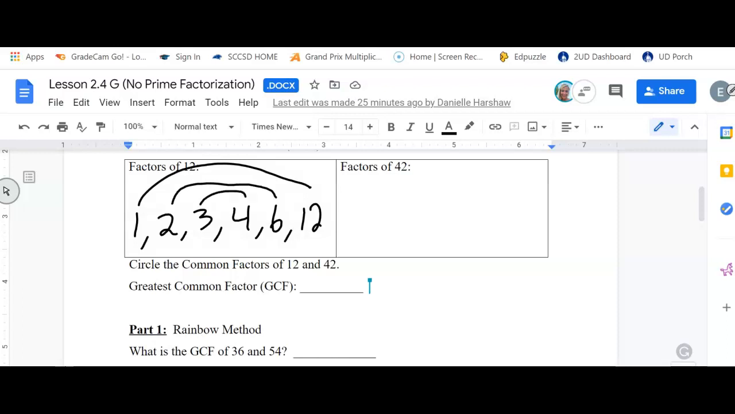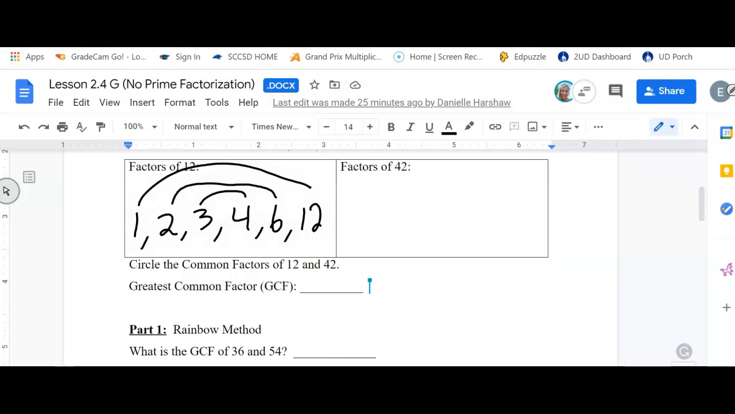I can stop after 4. Is 5 a factor of 12? No. I can stop after 5 because it's already 6. I know 6 is going to go with 2. So once you get halfway, you can stop.